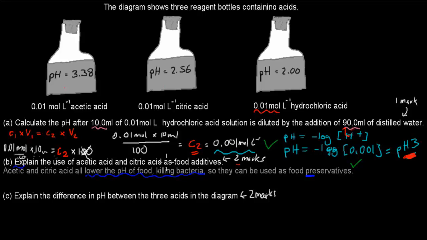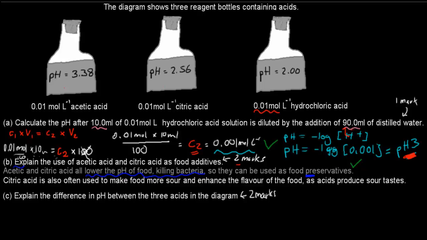And then I still also mention what citric acid also gets used for, apart from using it as a food preservative. So citric acid is also often used to make food more sour and enhance the flavor of food by making it more sour. So that's one of the things it gets used for. And why? So the explaining part is just the last part here: as acids produce sour tastes. So anything that's acidic makes it sour, thereby we can use it to make food more sour. And I will also get a mark. That's 2 marks out of 2.